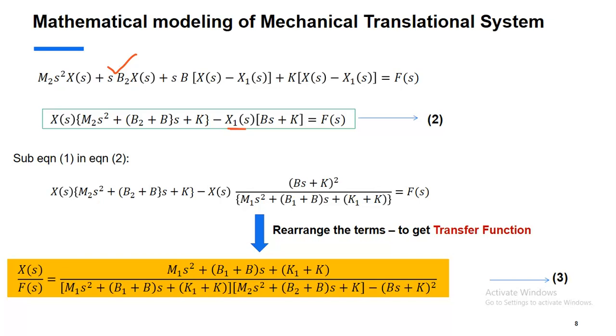What is a transfer function? We know that it is the output to the input. What is the output? It is a displacement. We are considering M2 whose displacement is x, and we know that we are applying an input as a force. So it is x of s by f of s. That's what I have computed. We just have to rearrange the terms in such a way that you will get a transfer function. This is how you have to compute the transfer function of the given mechanical translational system.